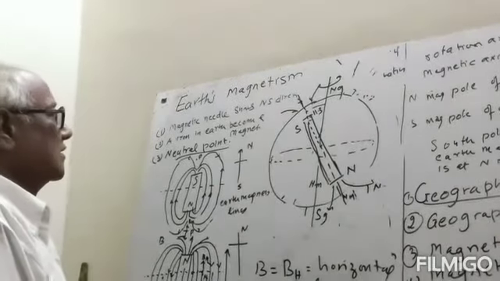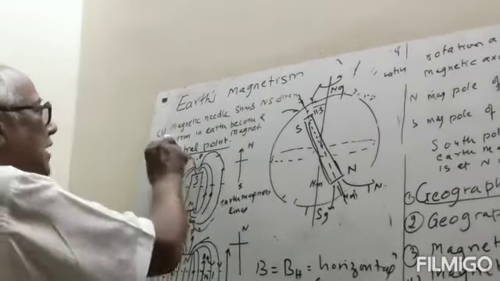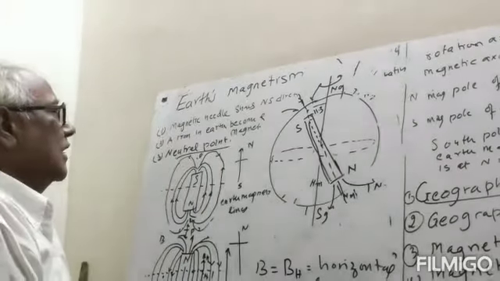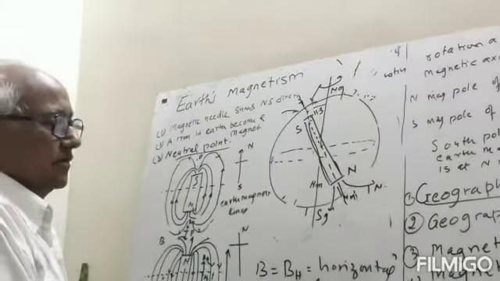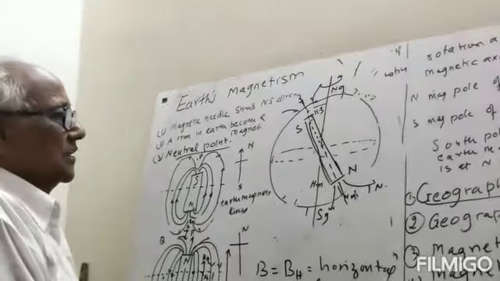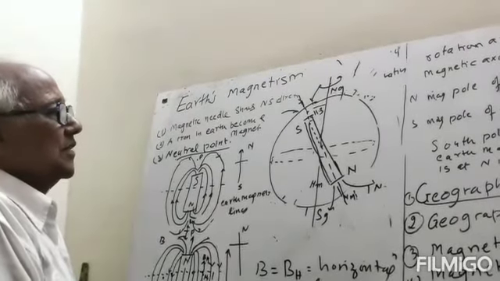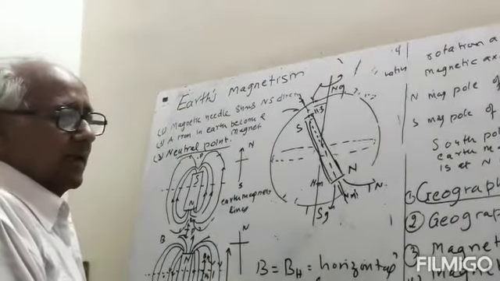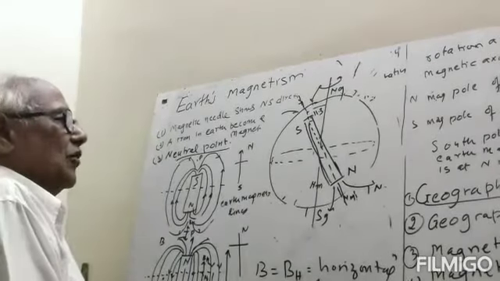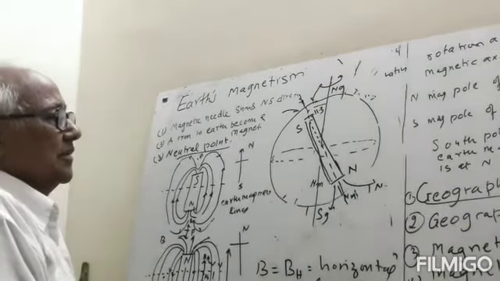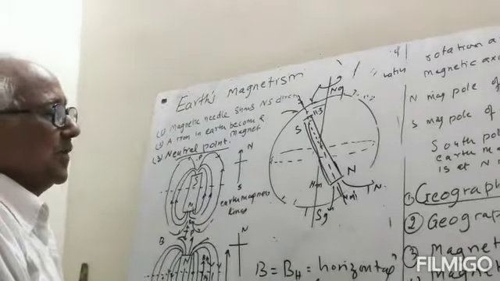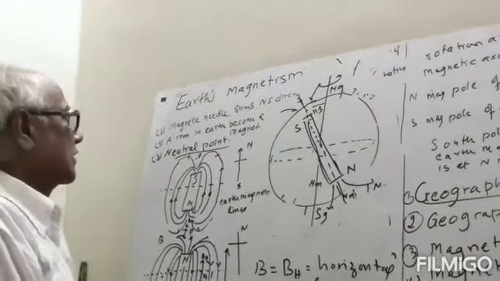Second, if we have an iron rod and we dip it in the earth many times, then it also gets magnetized. So it is only possible when there is a magnetic property of the earth.